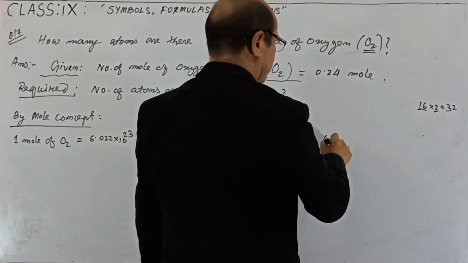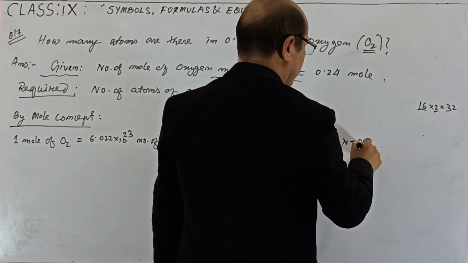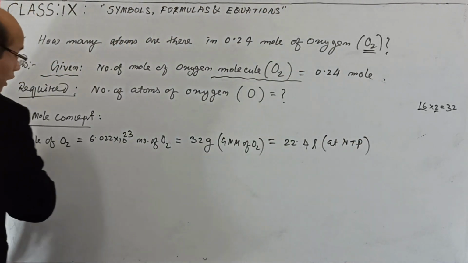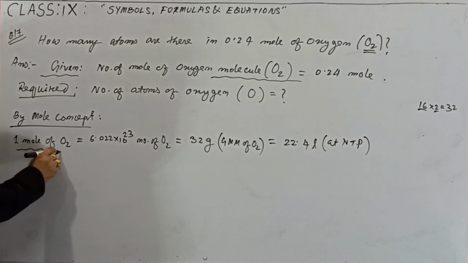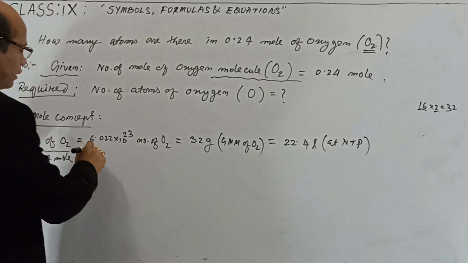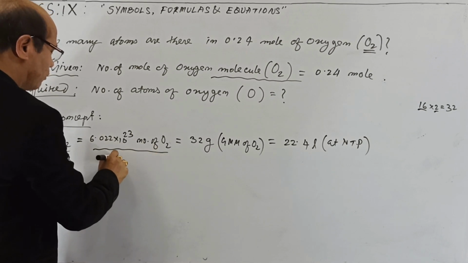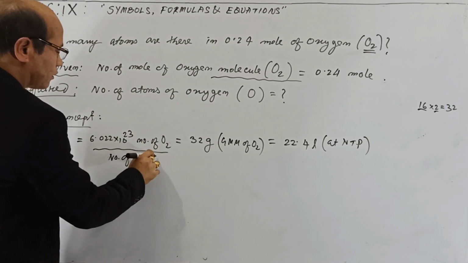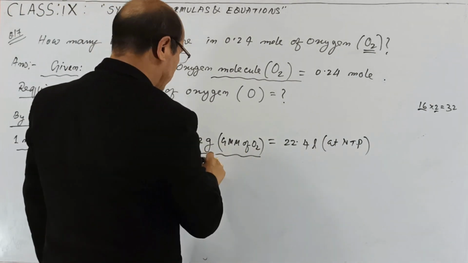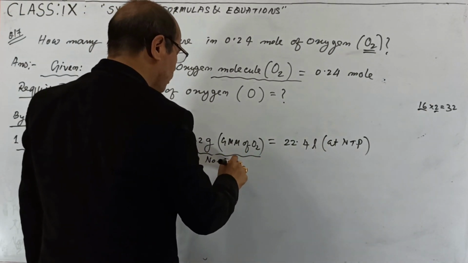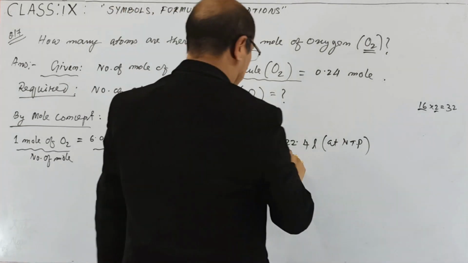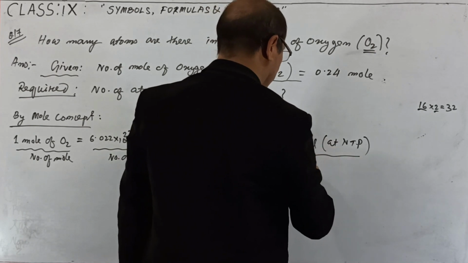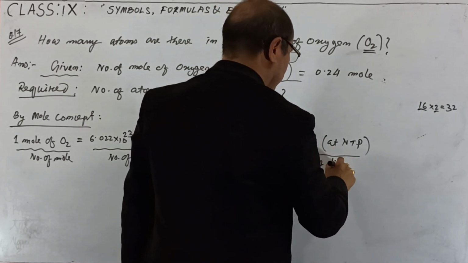22.4 liter at NTP. So here I am showing all the parts, whether they may be necessary or not necessary. This is the number of moles. And this is the number of particles. And this is the number of grams. And this is the number of liters.